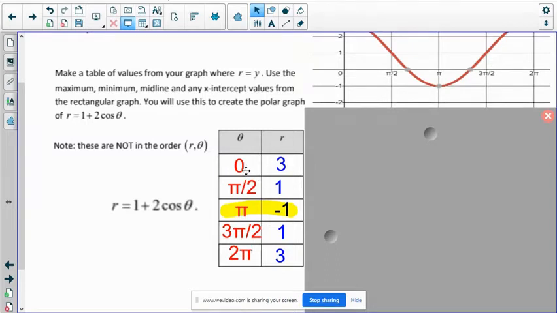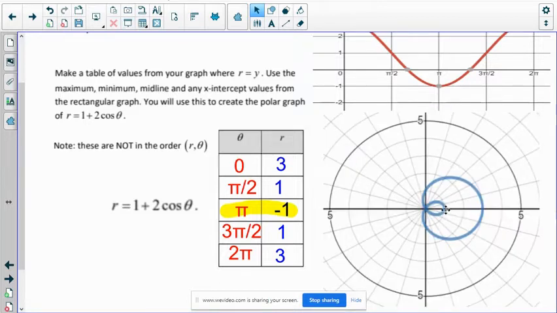So in the 0 direction, I would go out to 3 on my polar grid. In the pi over 2 direction, I would go up 1. But in the pi direction, if I went out 1, that would be going positive. To go -1, I have to go negative, which would be going towards 0. What happens is this negative actually generates what I call the loop-de-loop.